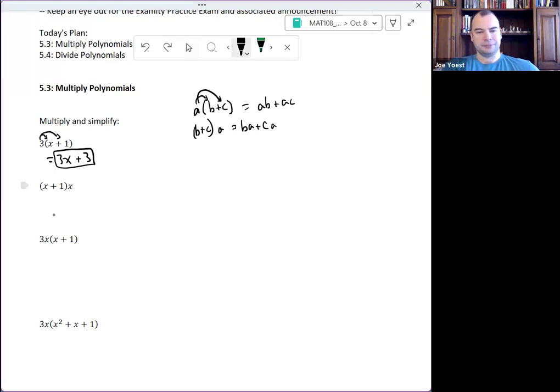Okay, if we have something like the quantity x plus 1 times x, again, this x distributes to each of the two terms inside that binomial. We get x times x, or x squared, plus 1 times x, which is plus x.